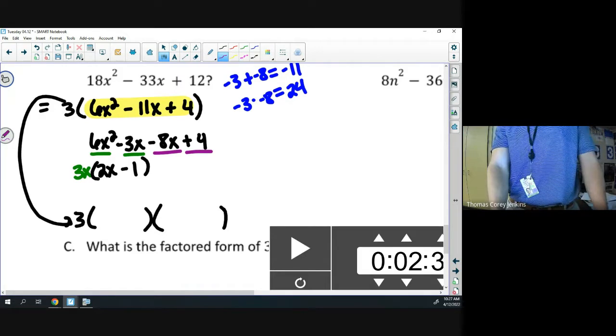Nobody? You guys are looking at other stuff. That's the problem. Hey, guys, can you put your eyes up here? Anybody tell me why the GCF on the last 2 terms is negative 4 and not plus 4?